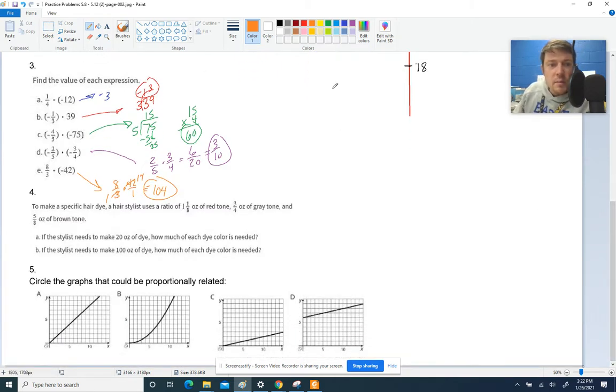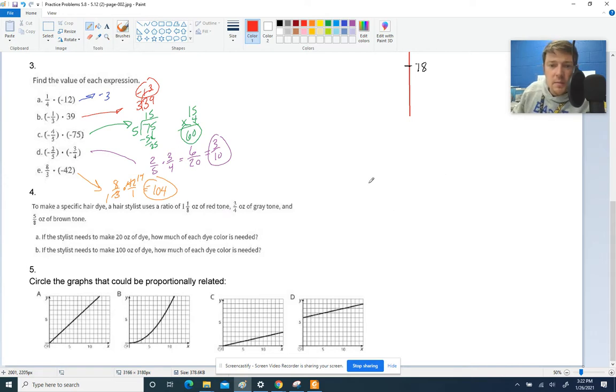All right, number 4. To make a specific hair dye, a stylist will use this ratio of 1 1/8 red, 3/4 tone gray, and 5/8 of brown tone. If the stylist needs to make 20 ounces of the dye, how much of each dye is needed?